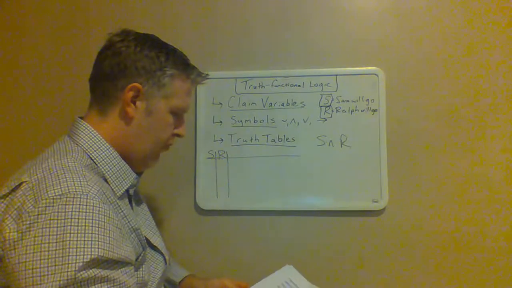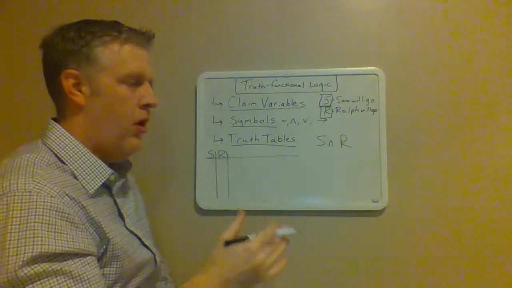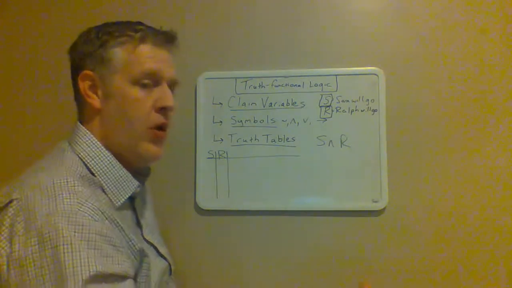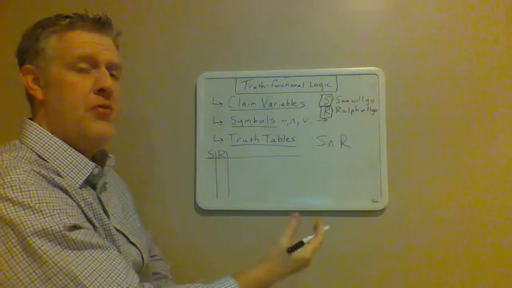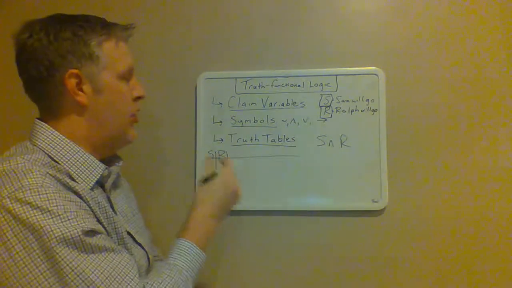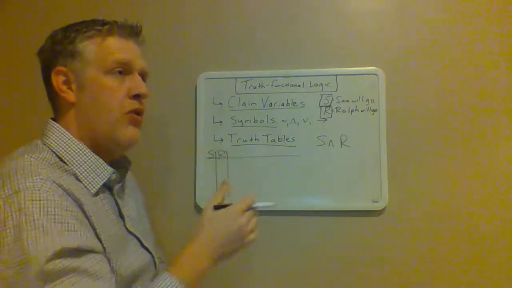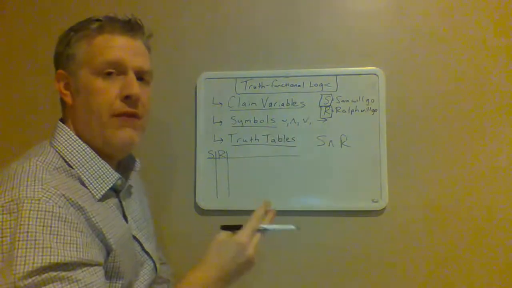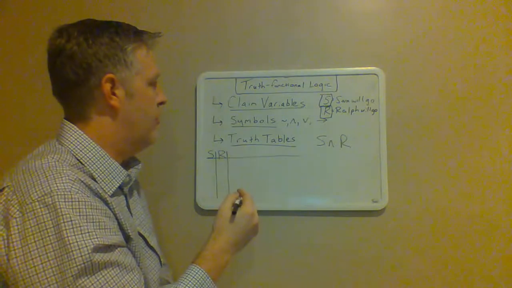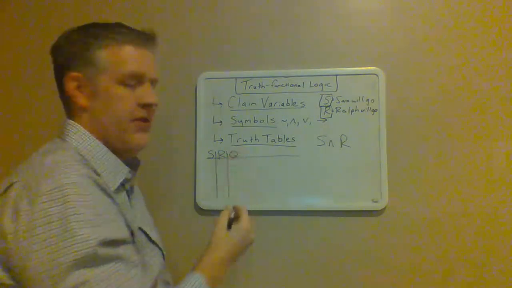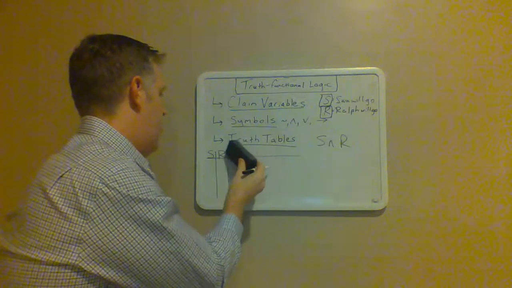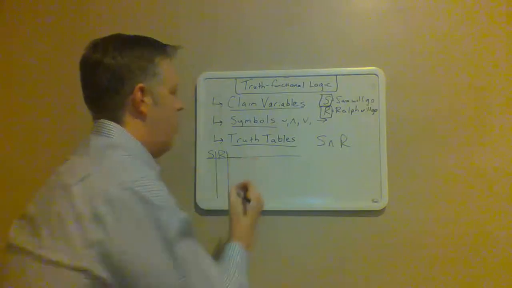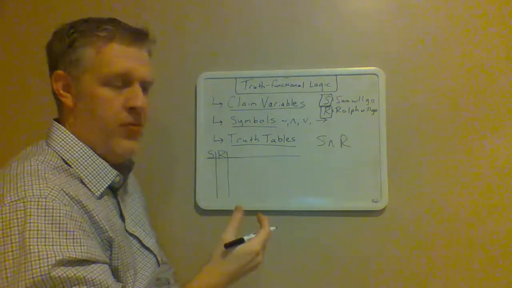So the things on the far left of your table are what are referred to as your reference columns. The columns all the way to the left are known as your reference columns. What are in your reference columns are your basic claim variables. So if you have 2 basic claim variables, you'll have 2 reference columns. If you have 3 basic claim variables, you would have 3 reference columns. But it's important to note that those reference columns are just the claim variables without any logical operations performed on them or symbols involved.